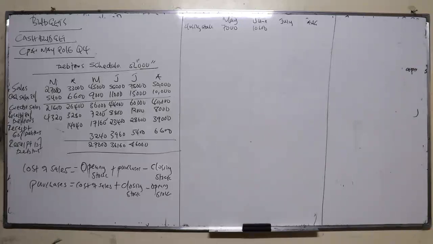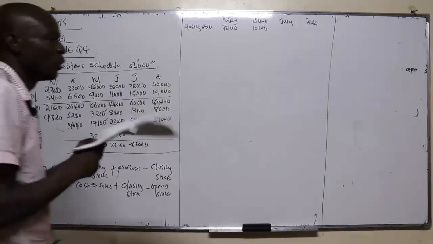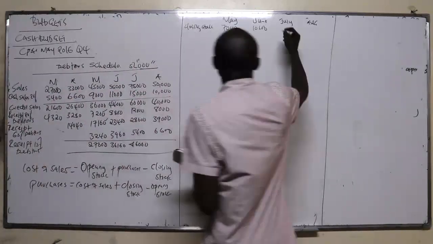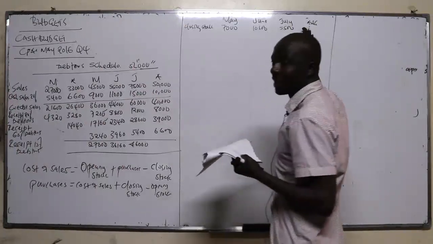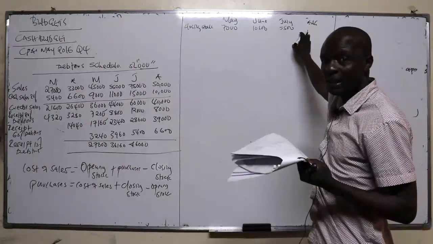Then now we go to the closing stock in June. It will be 25% of 42, which is 5,000. This one, isn't it? We are not interested in August.